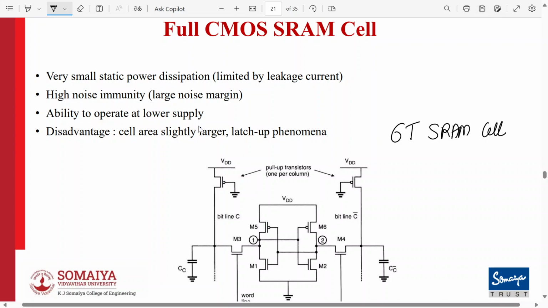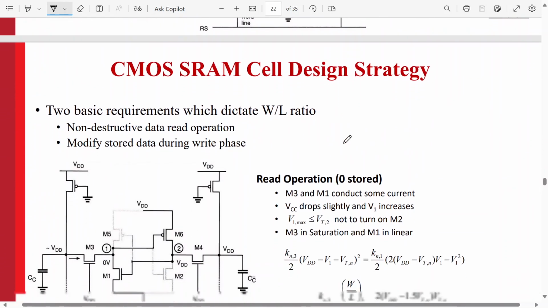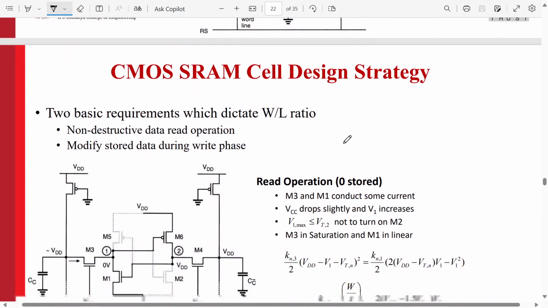Alright. What are the advantages? It's very low static power dissipation, high noise immunity, that is noise margins are very large, and ability to operate at lower supply. The only disadvantage is that the cell area is slightly large and the latch-up phenomenon occurs, which will lead to a highly large amount of current. Okay. So now we'll see its design strategy.